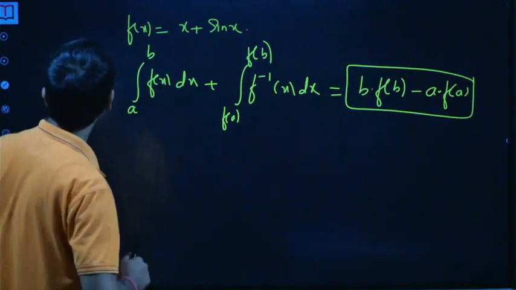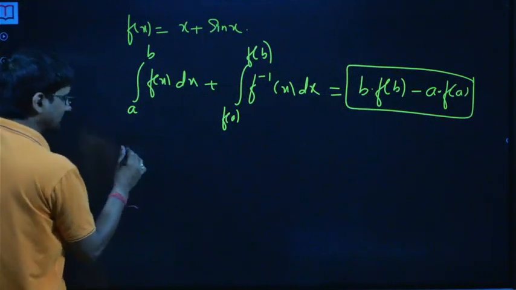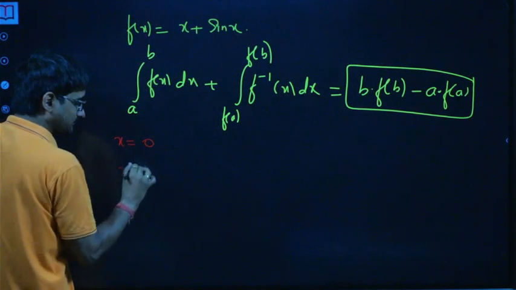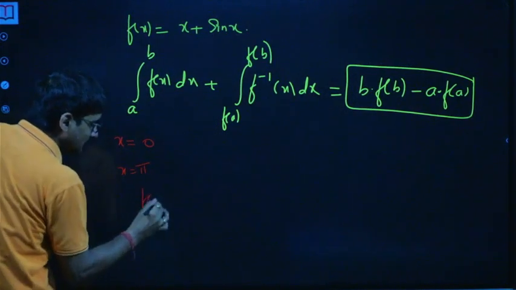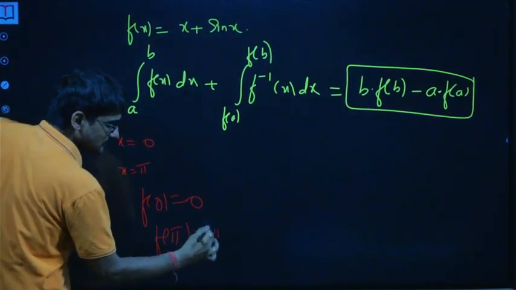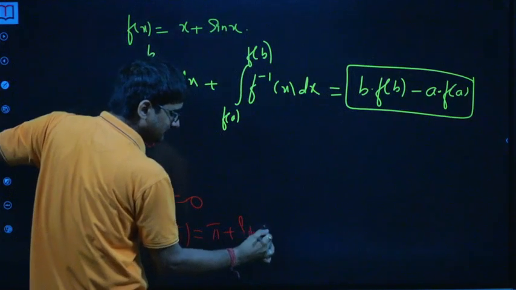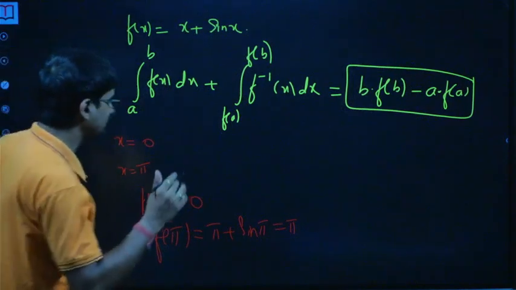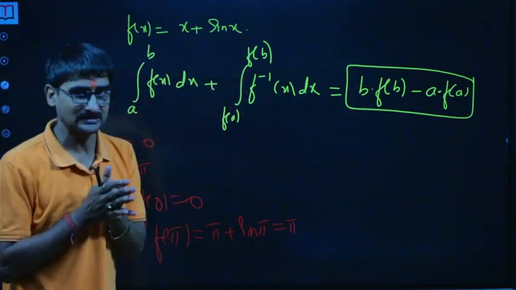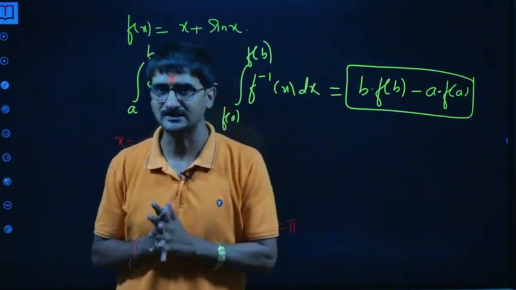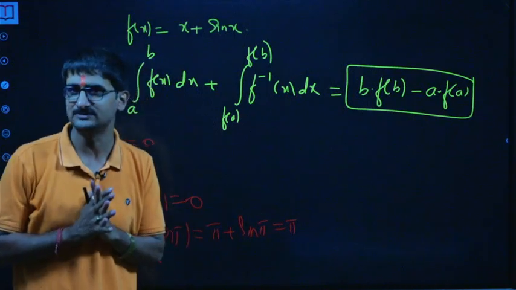Now see, f(x) is equal to x plus sin x, so the limit is from x equals 0 to x equals pi. If I go for f(0), which is 0, f(pi), which is pi plus sine pi, which is again pi. Now what does that mean? Try to understand, x plus sine x from 0 to pi, on the right side of 0, is always and always positive.